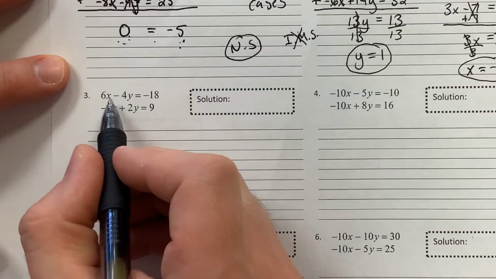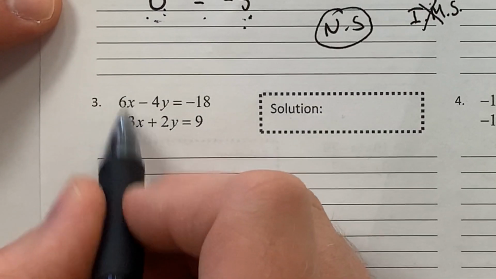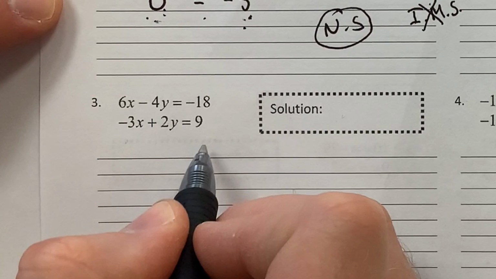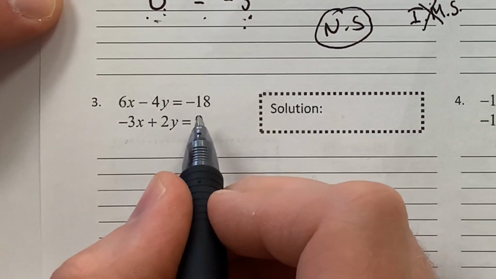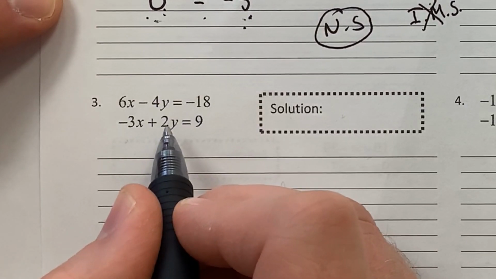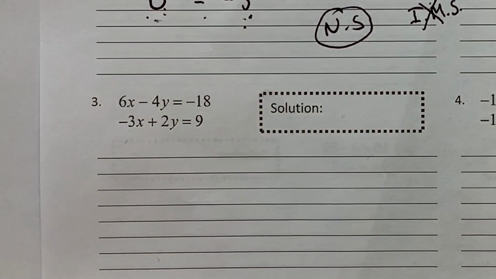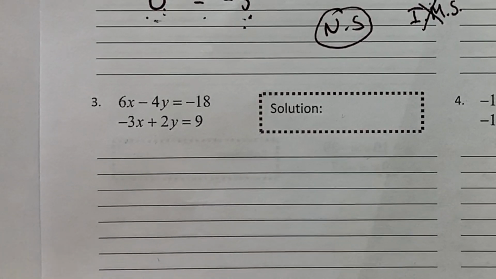Last one, let's do 3. Everything's lined up, following my rules. Boom. X's, y's, equal signs, and numbers. The x's, positive 6 and negative 3, are not opposites. For my y's, negative 4 and positive 2, are not opposites. I need to do some manipulation. Again, I'm just going to go for x's.